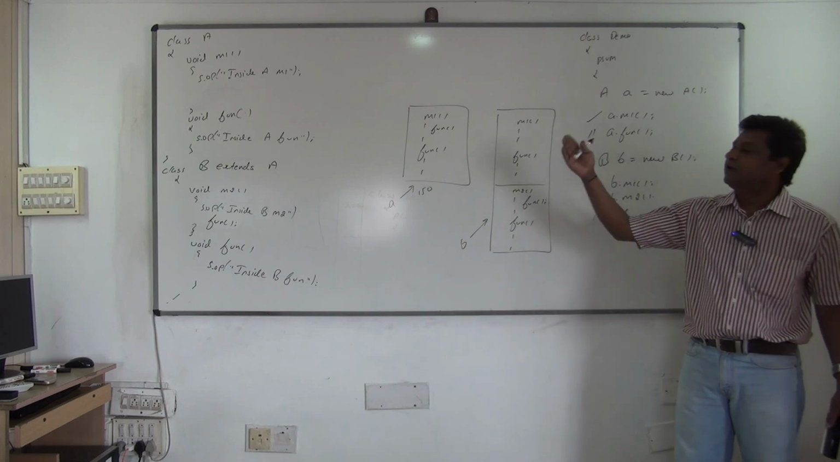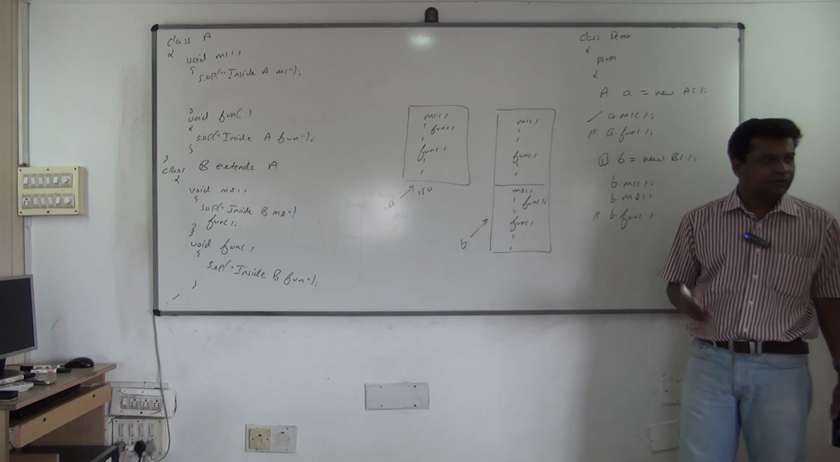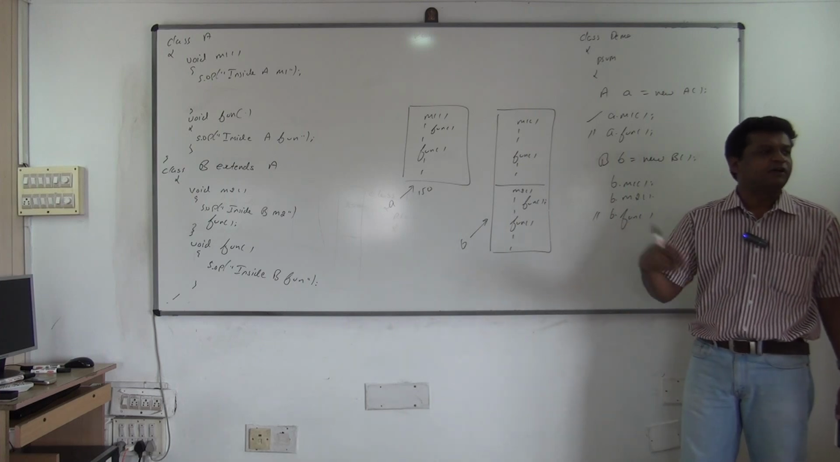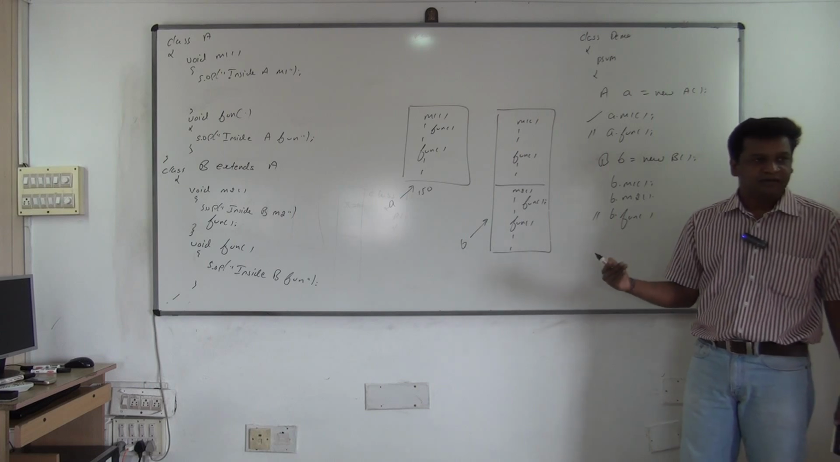Now you might ask, why should I invoke the fun method in M2? It might be that you want to use the logic there. Instead of writing it again, you are invoking it. Understood now? Are you clear with this?